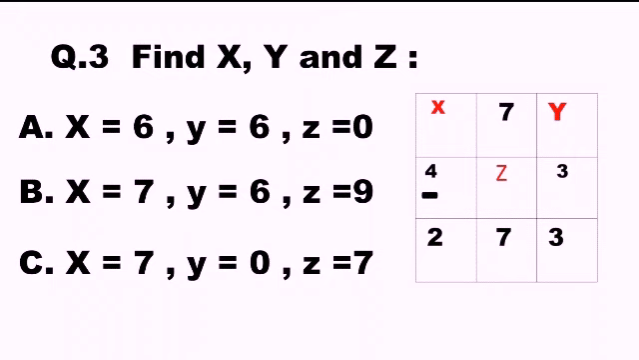See the first option, x equals 6, y equals 6, z equals 0. Option B, x equals 7, y equals 6 and z equals 9. Option C, x equals 7, y equals 0 and z equals 7. So what is the right answer? You have to first solve the question, then you have to answer it in the comment section.